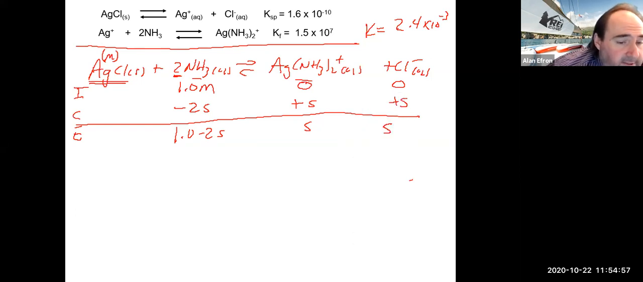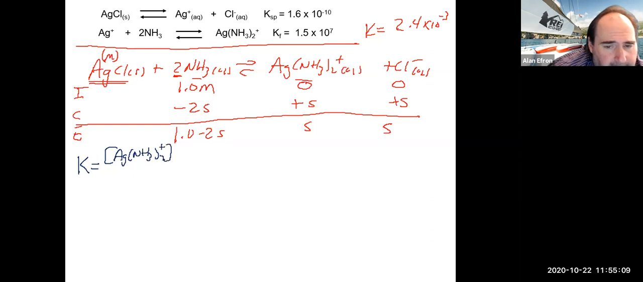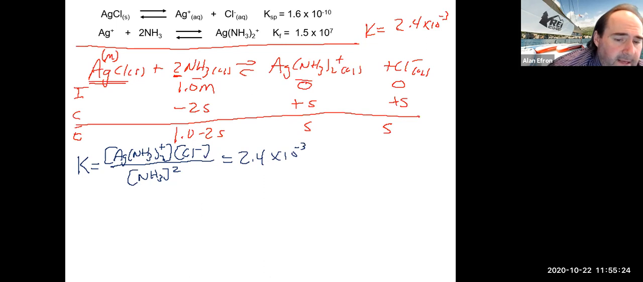Just like we would do with a Ksp reaction, we're going to put this into our K expression. It is our products, the complex ion times the chloride, divided by our NH3, and we want to make sure we square it. That's going to equal our combined K value of 2.4 times 10 to the minus 3. We put everything in here because we want to solve for s, because s equals the molar solubility.